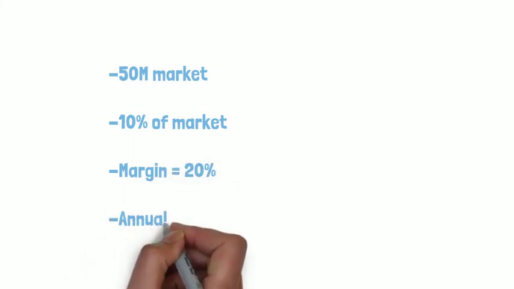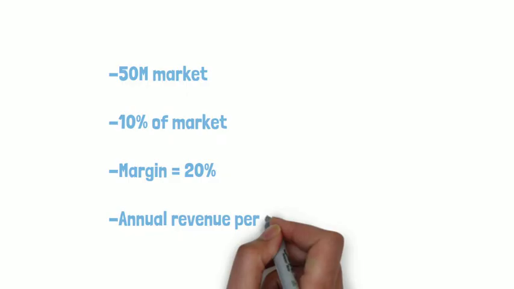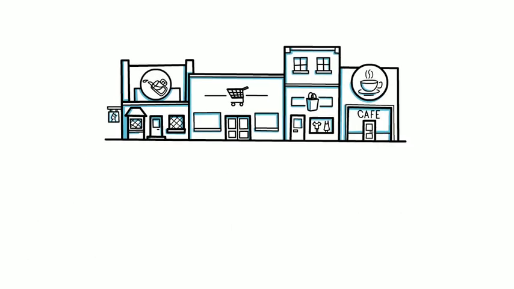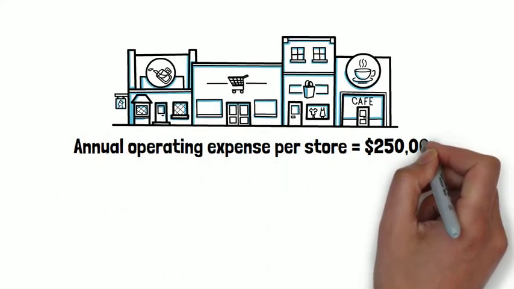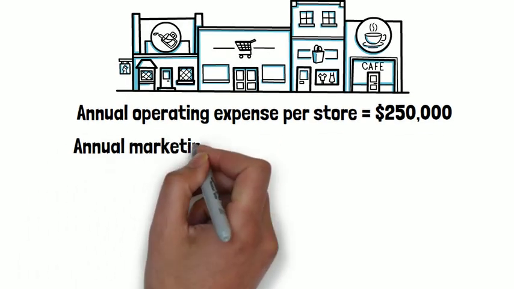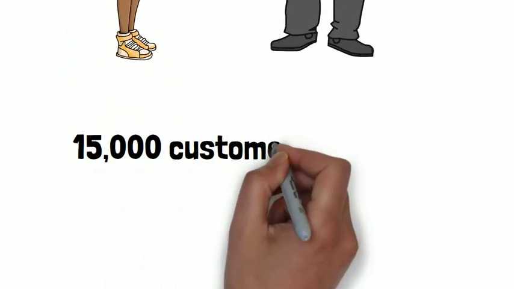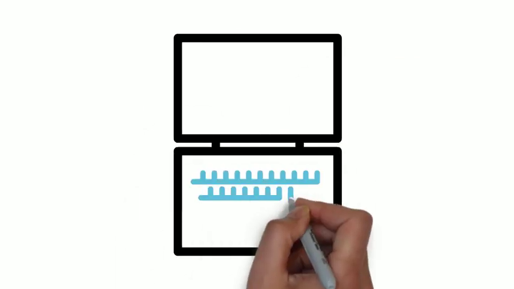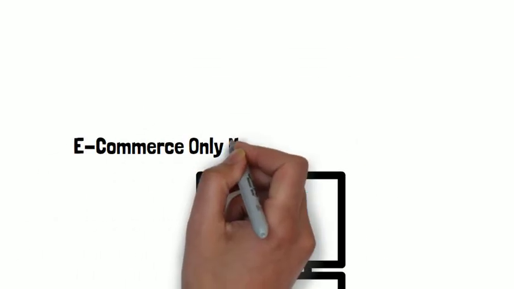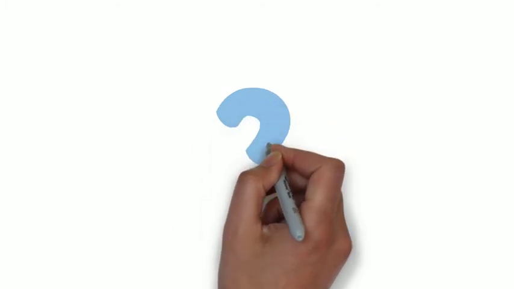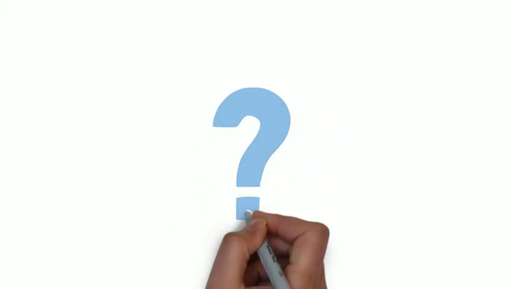Tele's profit margin is 20%, and each customer typically spends $2,000 per year. Net operating expense for brick-and-mortar stores is $250,000 per store per year, and marketing for brick-and-mortar stores is $12,000 per store per year. Each store will service 15,000 customers. On the other hand, an e-commerce only marketing strategy would cost $1 million per year. Should Tele open physical stores or launch in the US market with an e-commerce presence only?